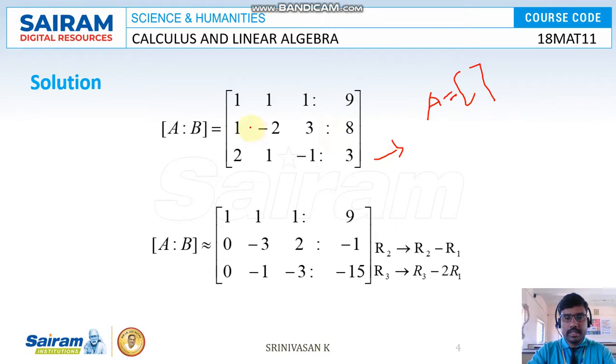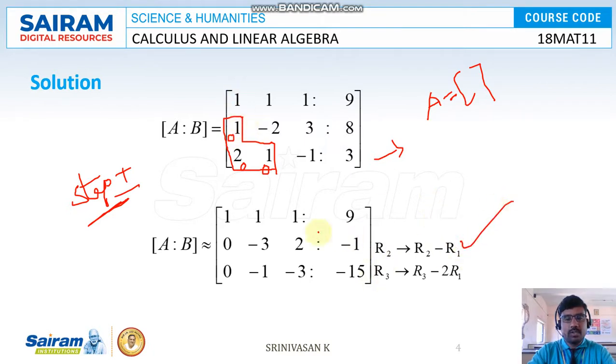Next, our aim is to make the upper triangular matrix. Step 1: we have to make the upper triangular matrix. What is our aim? We have to make these three entries 0. So first we create the upper triangular matrix, and after that we create the lower triangular matrix. How to make this entry 0? Simply subtract R1 and R2. If I subtract R1 and R2, I get 0 here, and here we'll get 2.